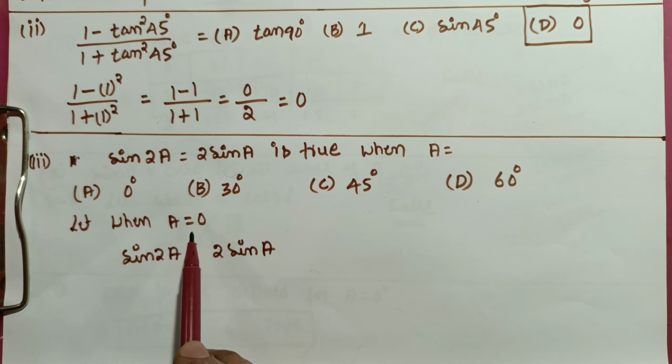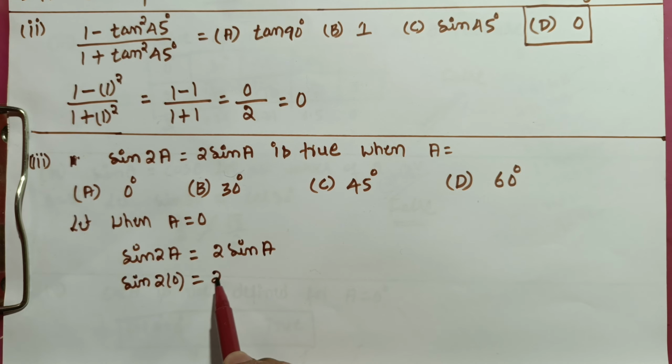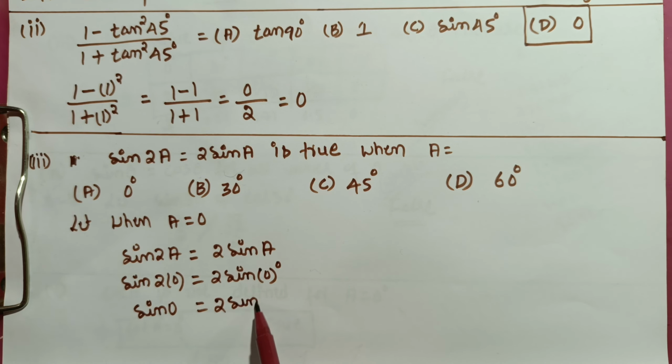So as I told, in place of A I need to substitute 0. Sin 2 into 0, which is equal to 2 sin, in place of A I substitute 0. Now 2 into 0 is going to be sin 0, which is equal to 2 into sin 0. What is the value of sin 0? Sin 0 is going to be 0 from the trigonometric table, which is equal to 2 into sin 0, that is 0. 0 is multiplied with 2, again it is going to be 0.